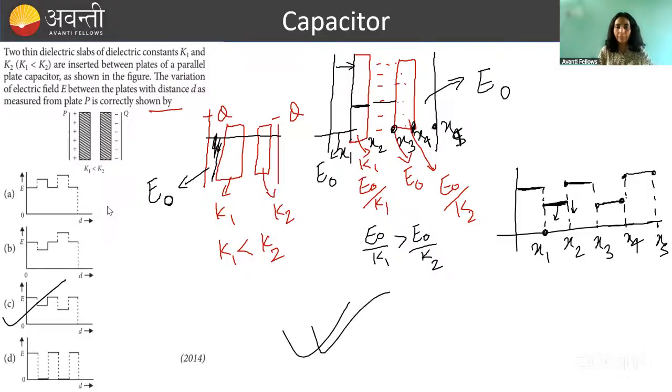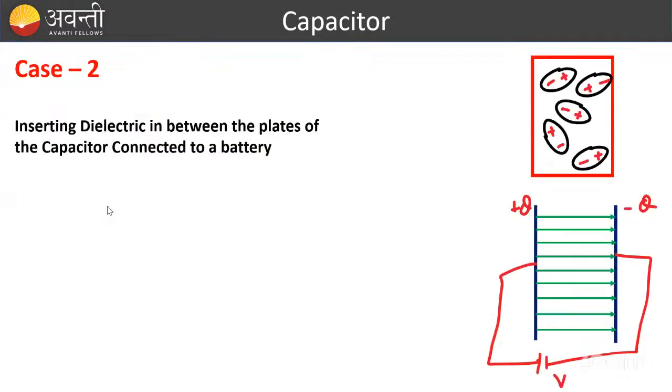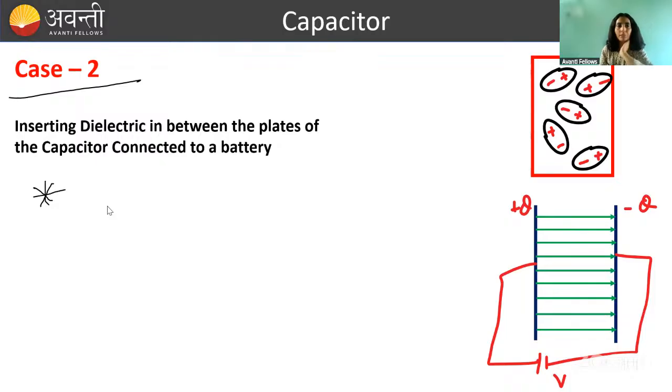चलो हमने इलेक्ट्रिक फील्ड समझा. Now let's discuss another case, case 2, where we are inserting dielectric when the capacitor is connected with the battery. So battery is there. अब देखो इसको explain करना is more easier because we have already understood the first case. So let's talk about this first.